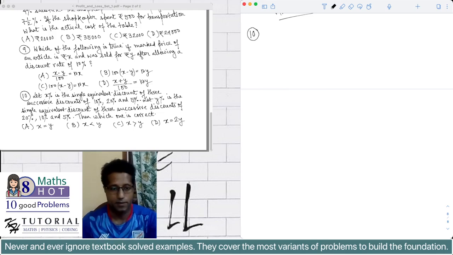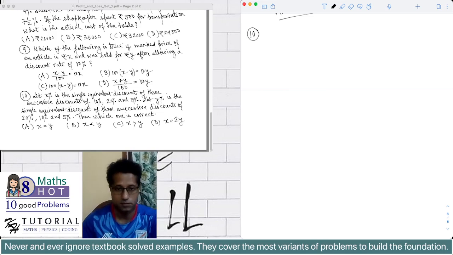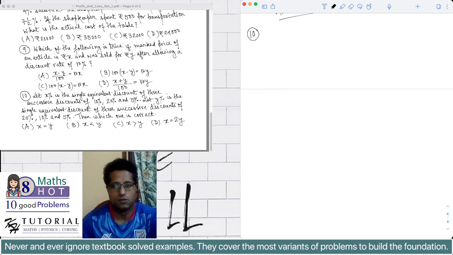Let's try to find X and Y. That will be the easiest way. Okay, so let's say we are having the mark price. For the first scenario, there is a 10% discount, and let's say the reduced price is P.